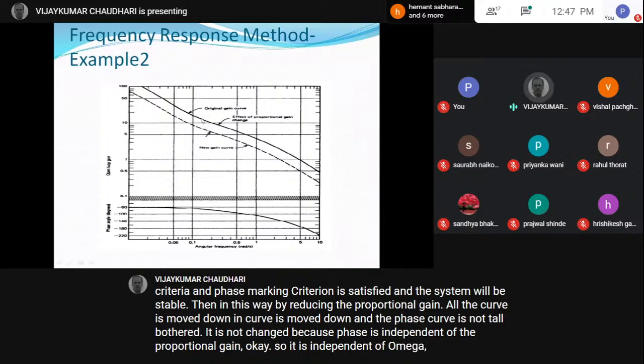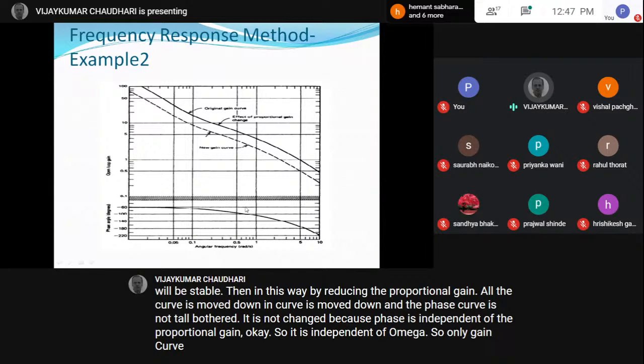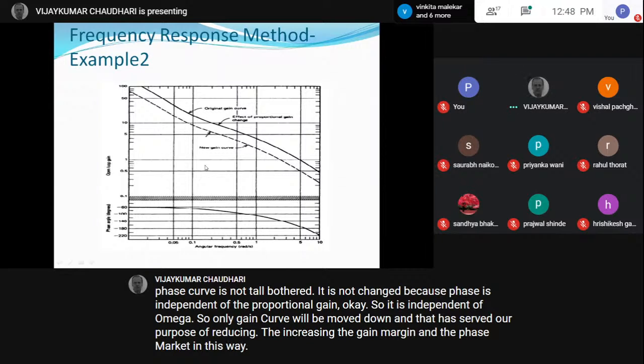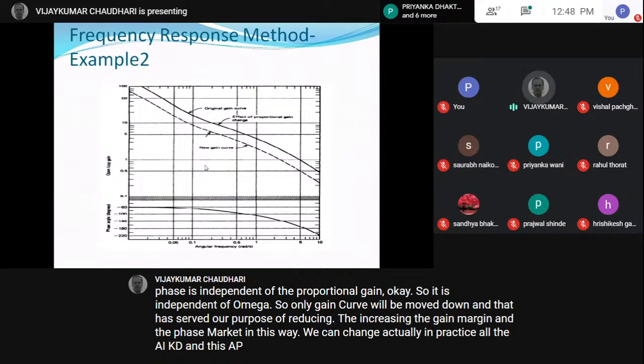So only the gain curve will be moved down, and that has served our purpose of reducing, rather increasing, the gain margin and the phase margin. In this way, we can change. Actually, in practice, all the KI, KD, and this KP are also changed accordingly so that we can get the perfect shape.